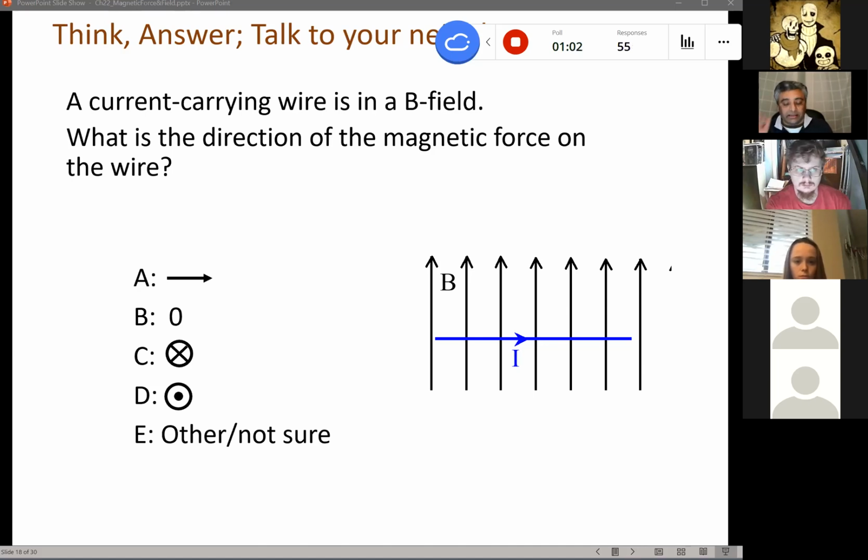Oh, okay, 30 more seconds. So dot is out, cross is in. Dot means out, cross means in. 5 more seconds. 5, 4, 3, 2, 1, and it stops.